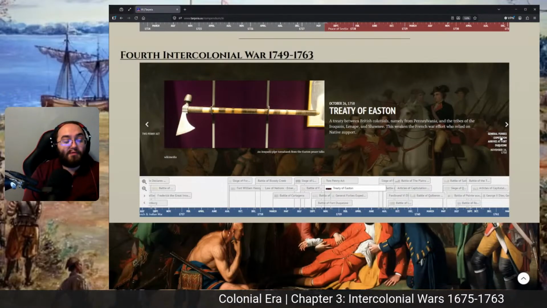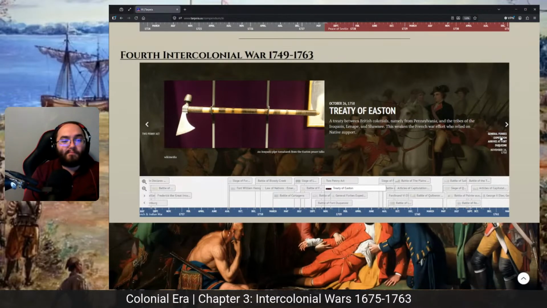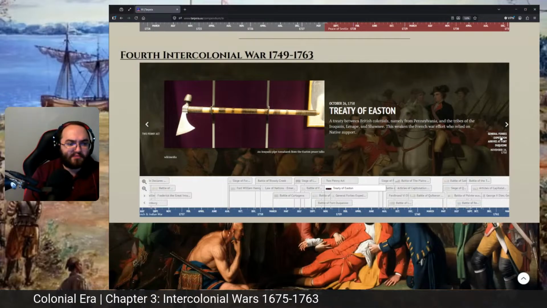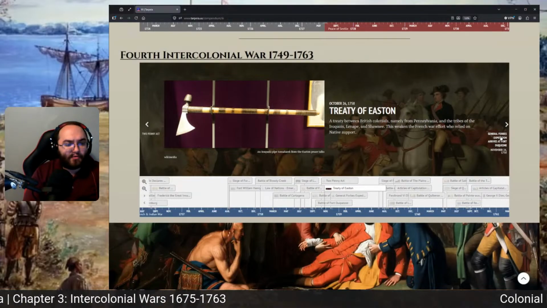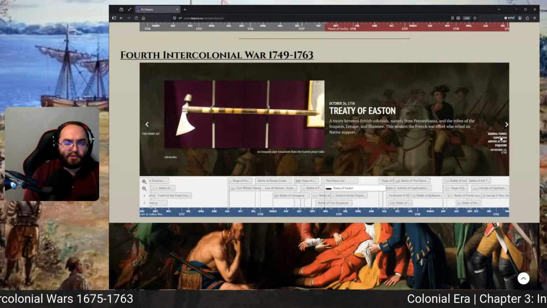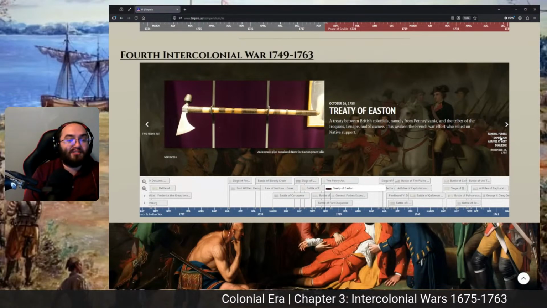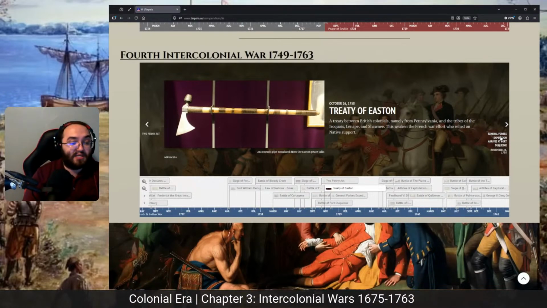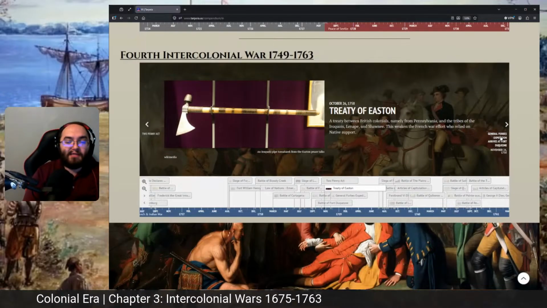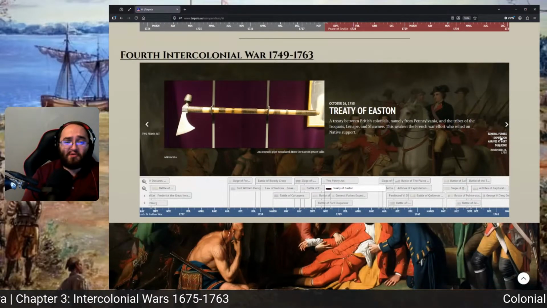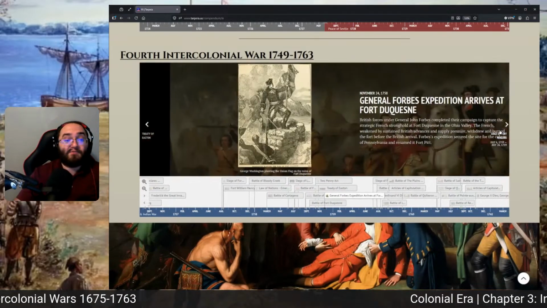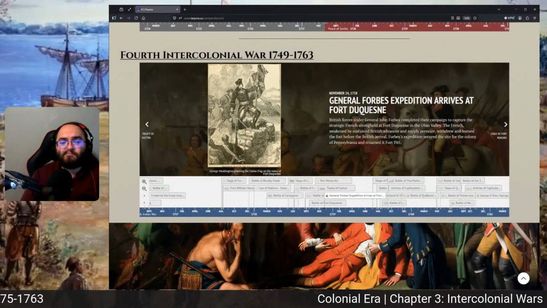It's a pipe in the shape of a tomahawk, and it represents peace from war, and it's an Iroquois tradition. And the fact that we still have this specific peace tomahawk pipe from 1758 is very impressive, if it's the real thing, not a replica.